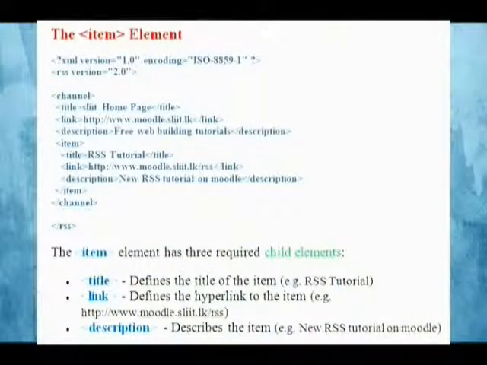The item element. Look at the following RSS document. Each item element defines an article or story in the RSS feed. The item element has three required child elements. Title defines the title of the item. Link defines the hyperlink to the item. Description describes the item. Furthermore, there are several optional child elements of item. We will explain the most important ones.